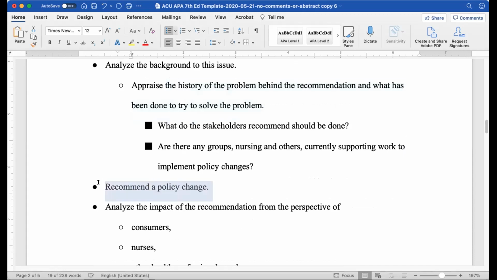All right, recommend the policy change. Now, we saw in the rubric that the recommendation is only 10% of it. So this shouldn't be paragraphs and paragraphs. This is probably going to be a succinct recommendation in a couple sentences and a couple more sentences to elaborate on that and explain exactly what you're recommending.